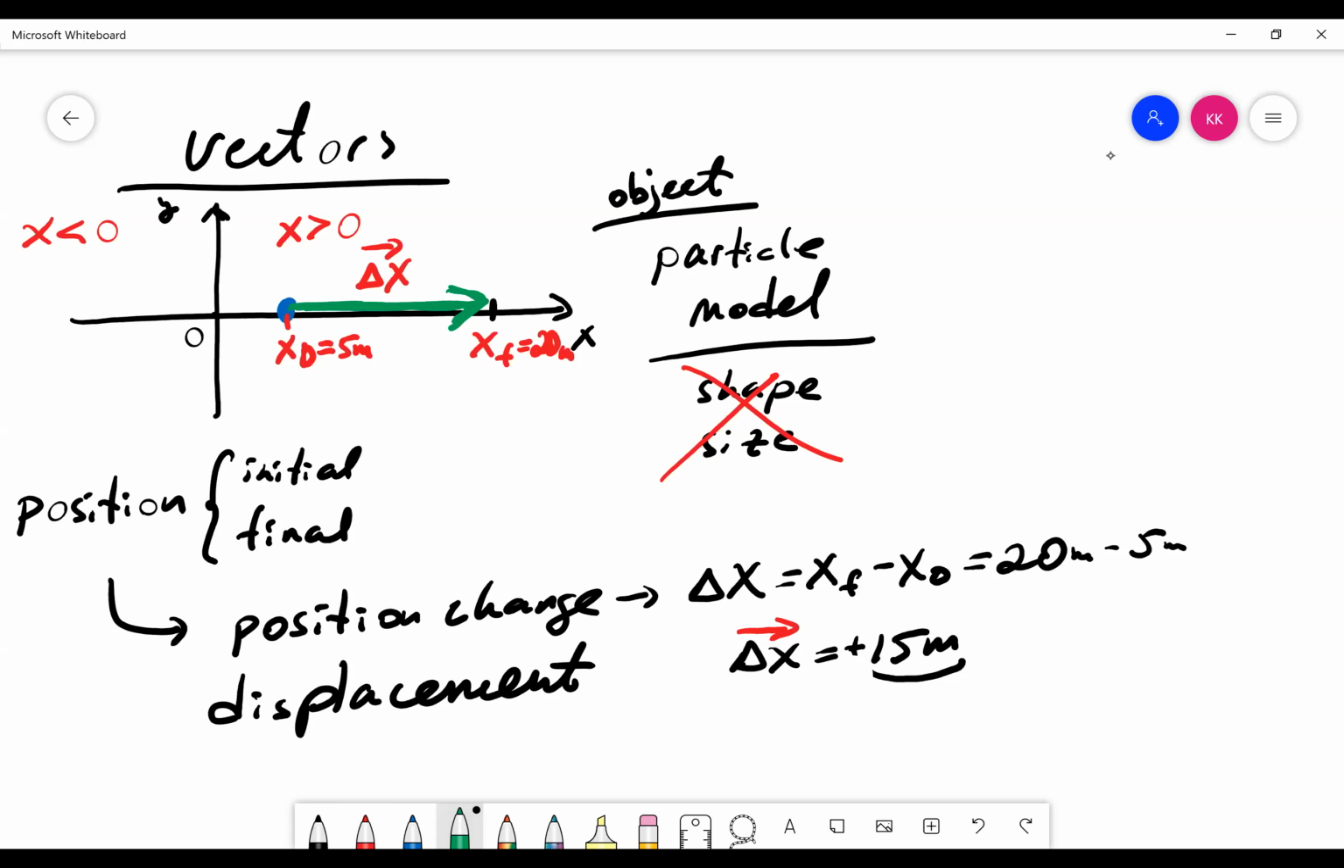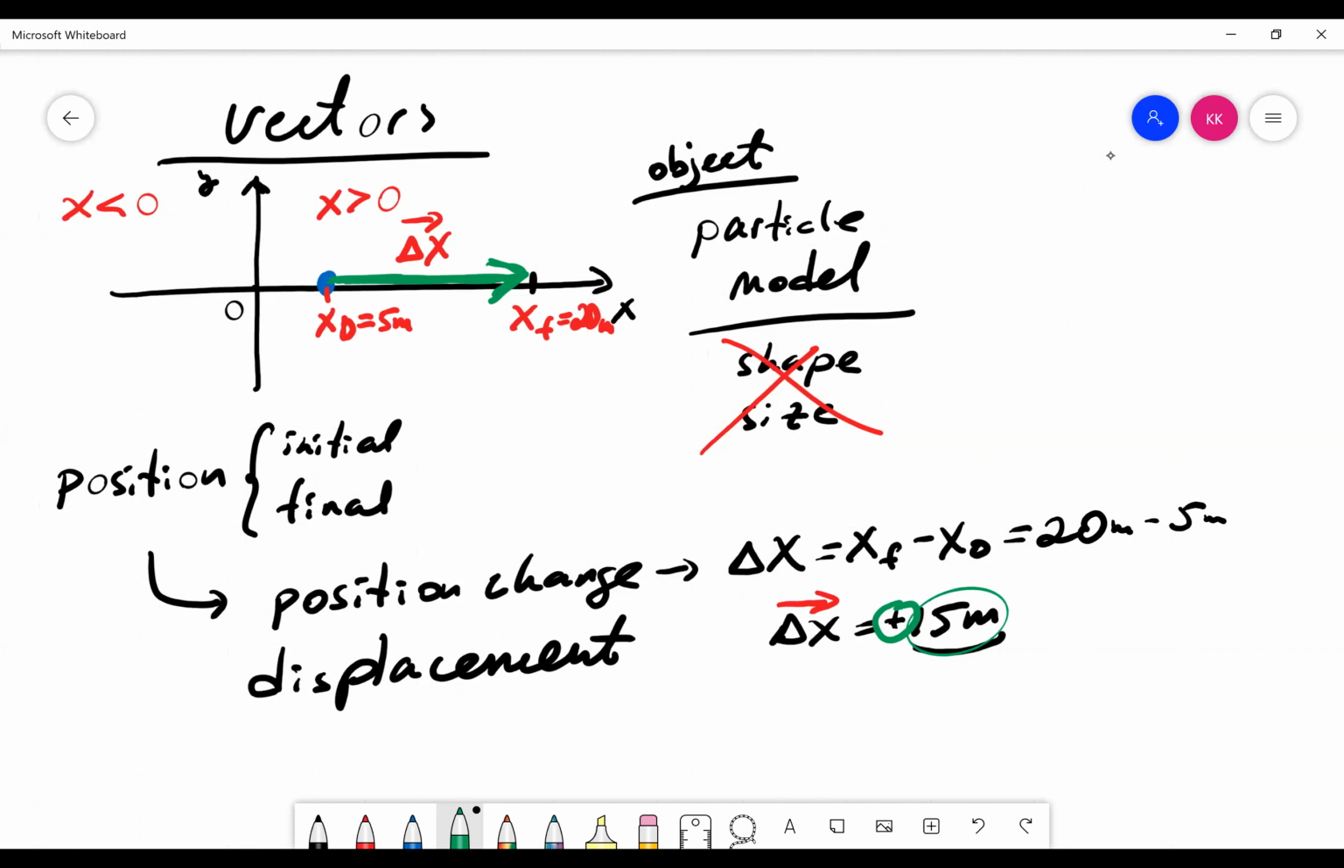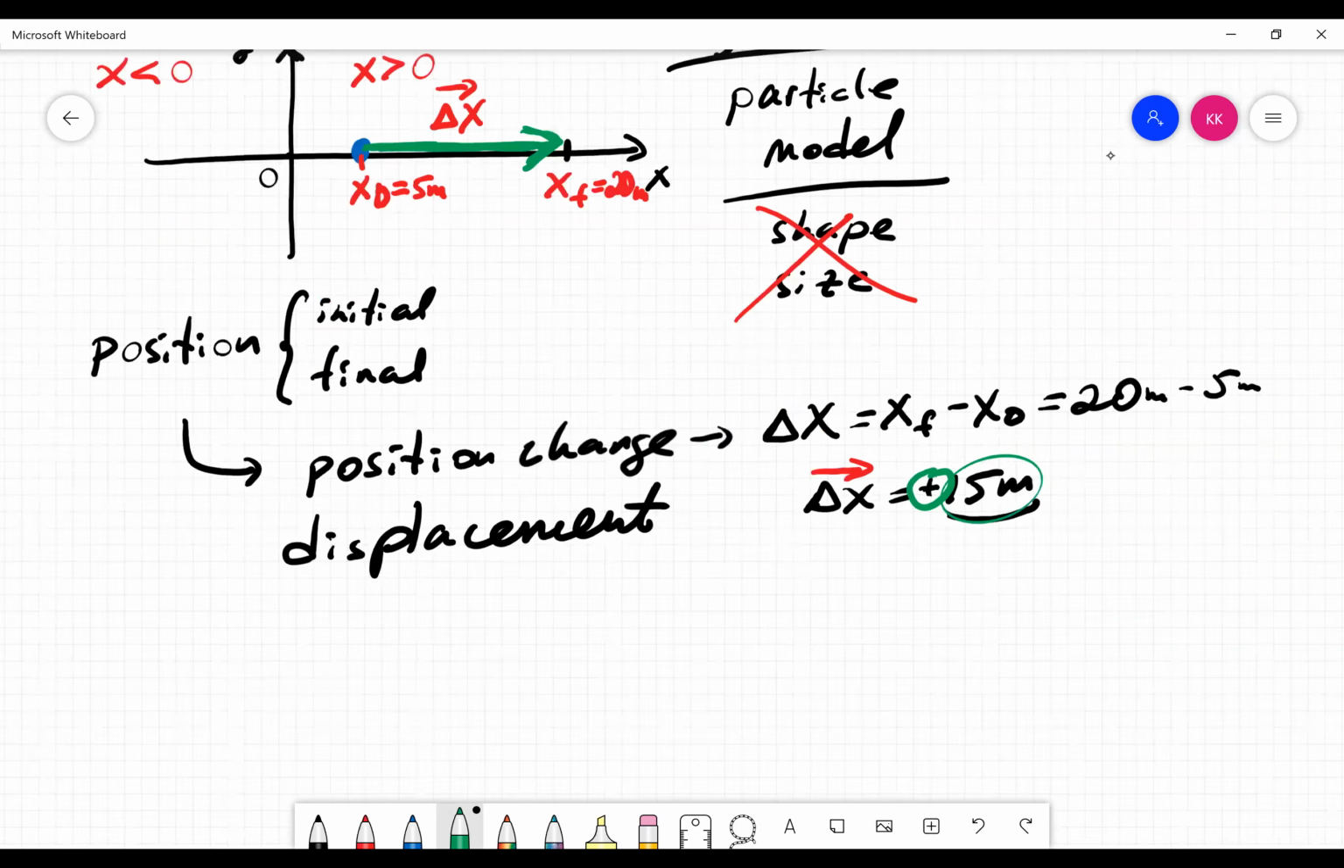So its length is what 15 meters represents, that means the arrow is 15 meters long, and then the plus represents in which direction that arrow is pointing, which means to the right. So that's why we have magnitude and direction for any vector. Size, which you represent by the length of the arrow, and then the arrow gives you the direction.